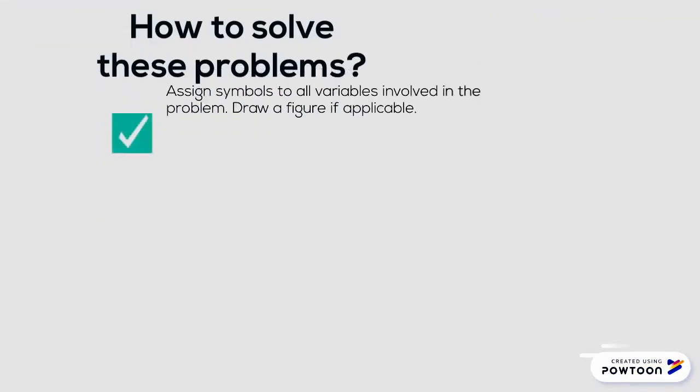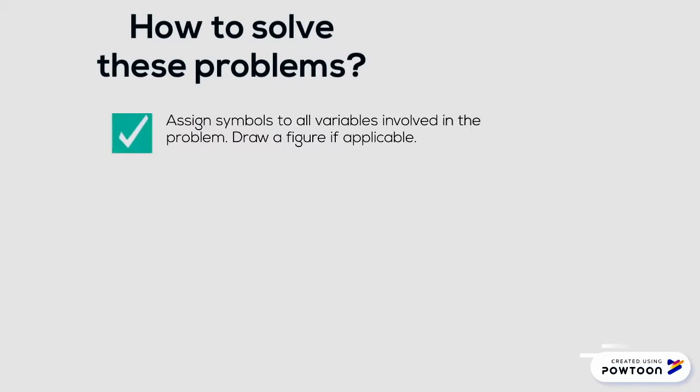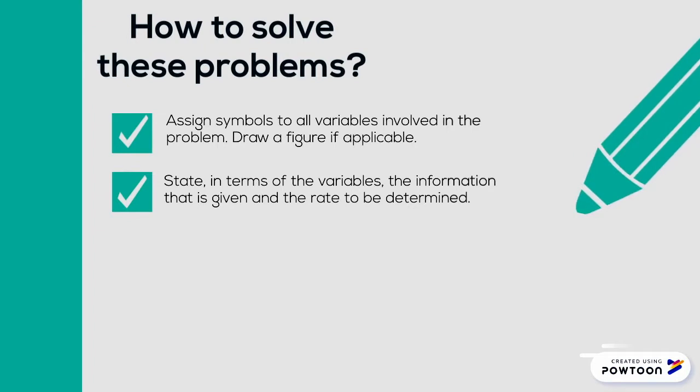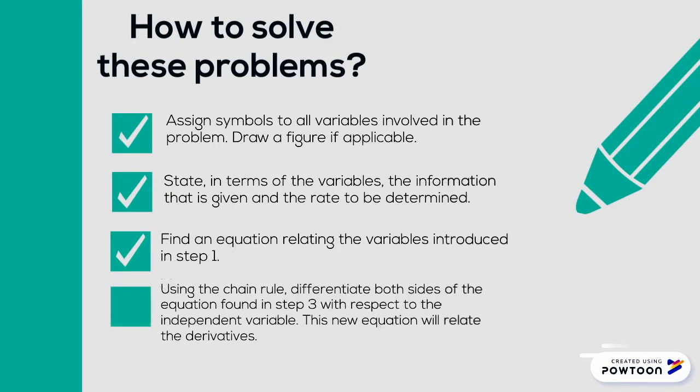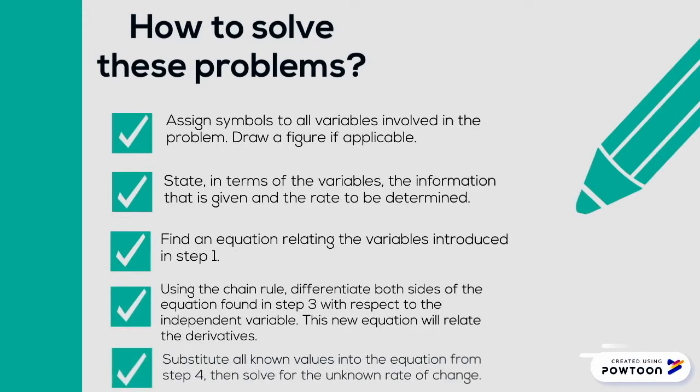When solving these problems, assign symbols to the variables involved in the problem. Draw a figure if applicable. State in terms of the variables the information that is given and the rate to be determined. Find an equation relating the variables introduced in step 1. Using the chain rule, differentiate both sides of the equation found in step 3 with respect to the independent variable. This new equation will relate the derivatives. Substitute all known values into the equation from step 4, then solve for the unknown rate of change.